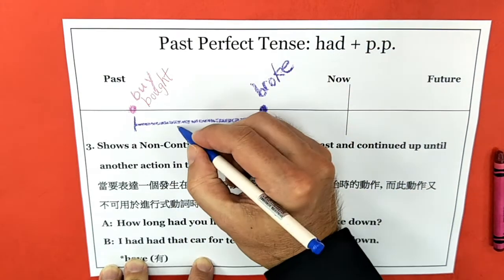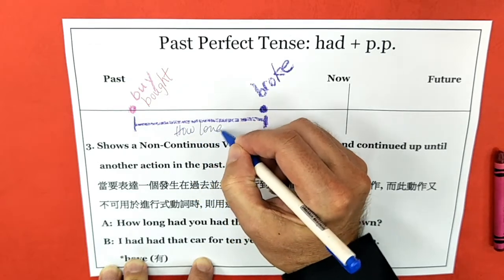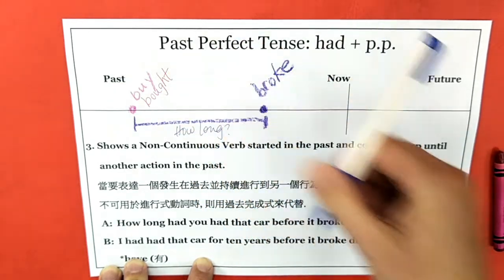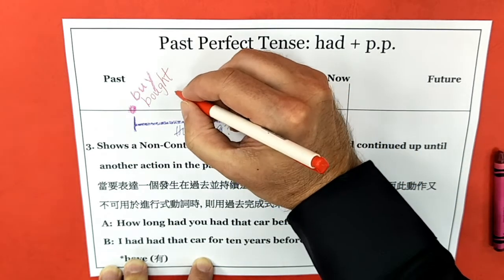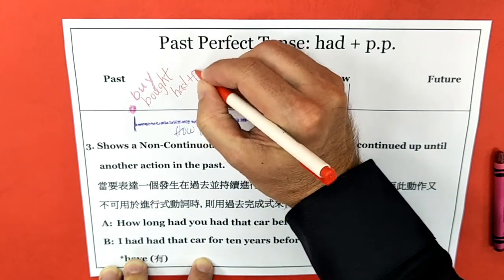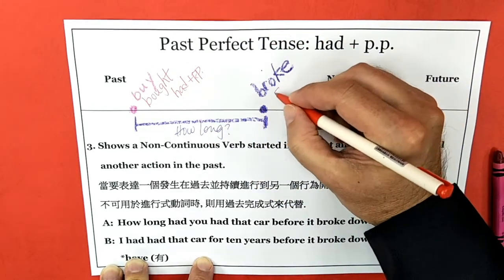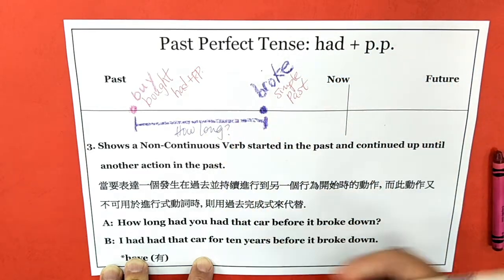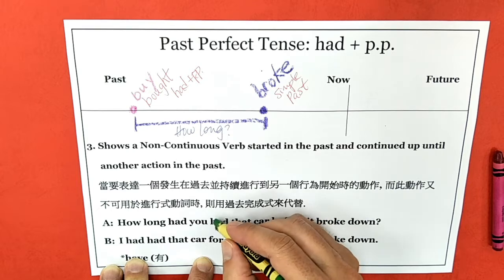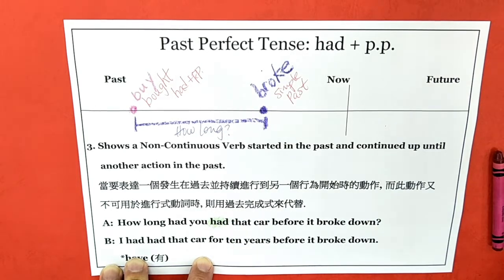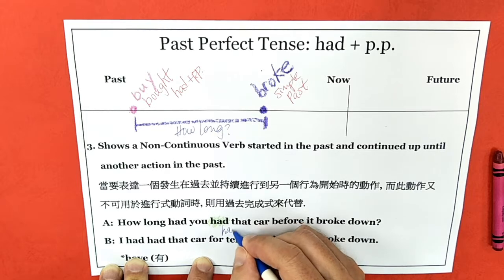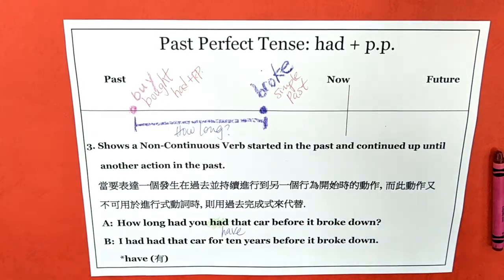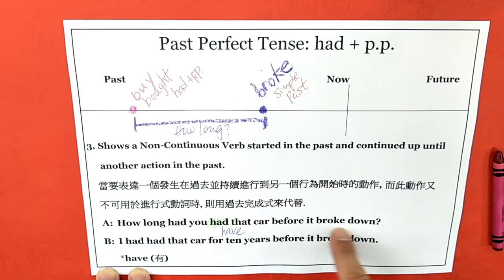This is telling us how long. Okay? Now, this verb is going to be had plus PP. And this verb is going to be simple past. The verb we have is have. Have does not have a progressive. I just said, I have a dog, not I am having a dog. So, how long had you had that car before it broke down?